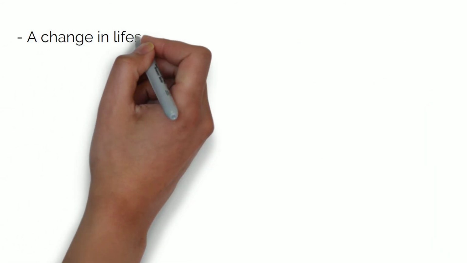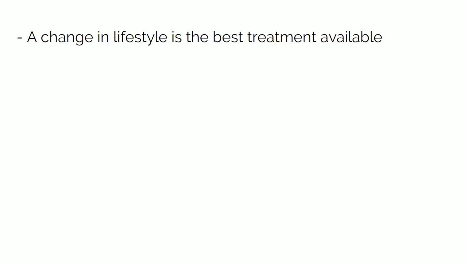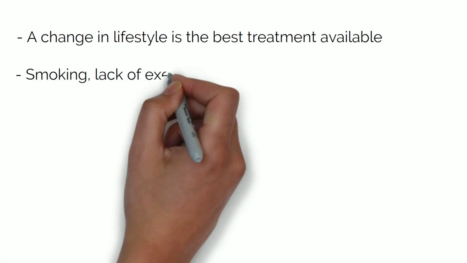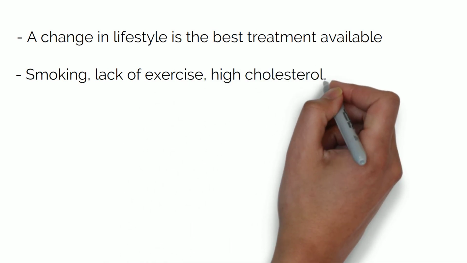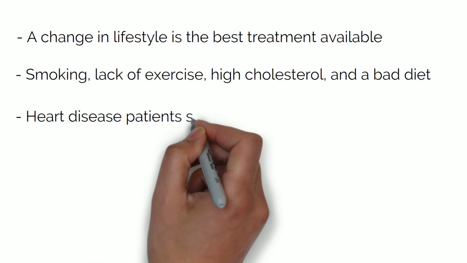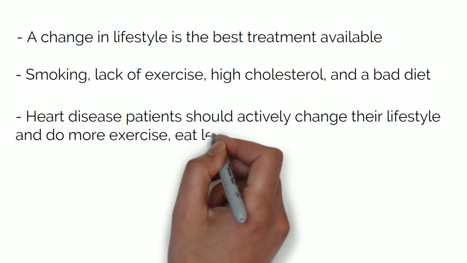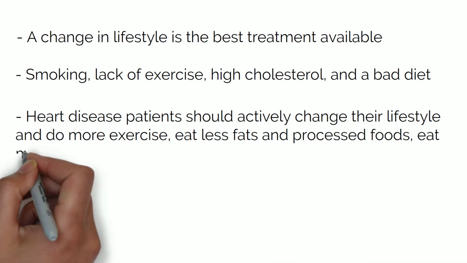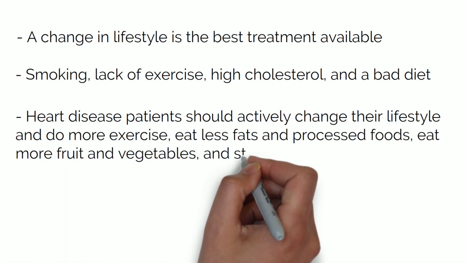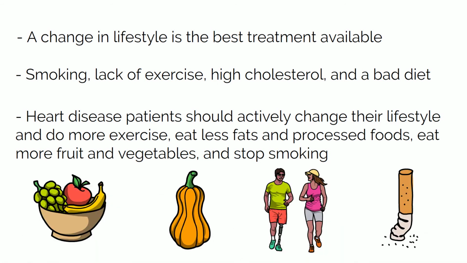However, the biggest treatment available for the situation is a change in lifestyle. There are a lot of factors involved in the development of heart disease, such as smoking, lack of exercise, high cholesterol, and a bad diet. It is highly recommended that heart disease patients actively change their lifestyle and do more exercise, eat less fats and processed foods, eat more fruit and vegetables, and stop smoking in order to prevent further heart disease events from occurring.